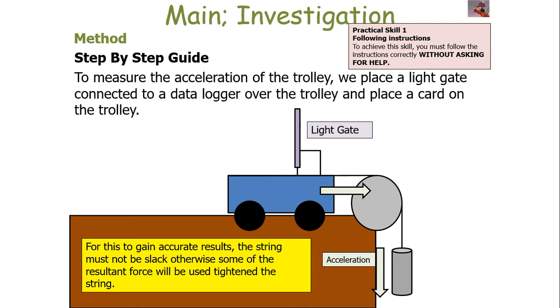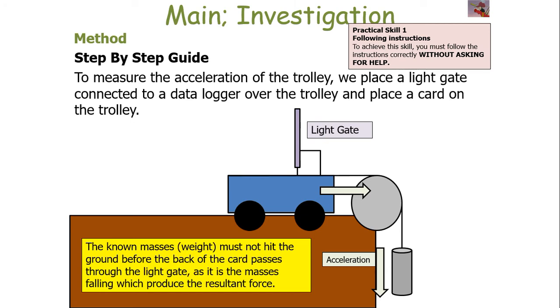Now for this to gain accurate results, the string mustn't be slack, otherwise some of the resultant force will be used to tighten the string, not to accelerate the trolley. So we've got to make sure our string is very tight. And also the known masses which are producing the weight downwards must not hit the ground before the back of the card passes through the light gate, as it's the masses that are falling to the ground which produces the resultant force.